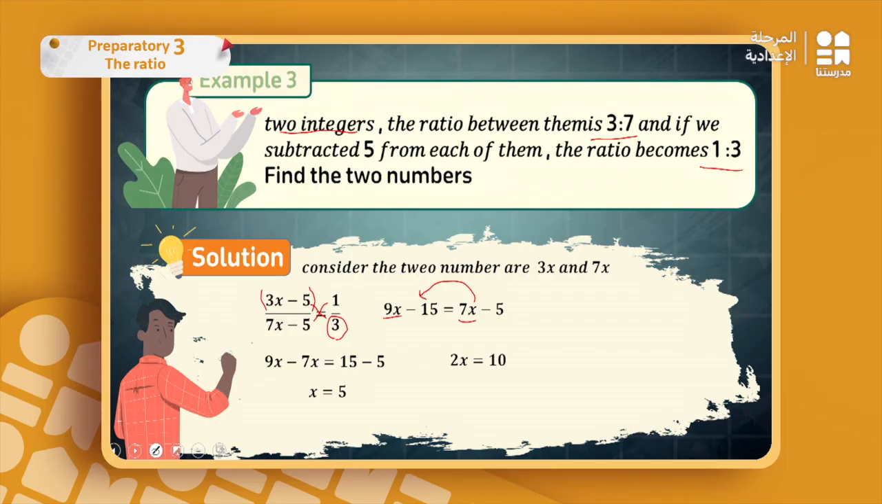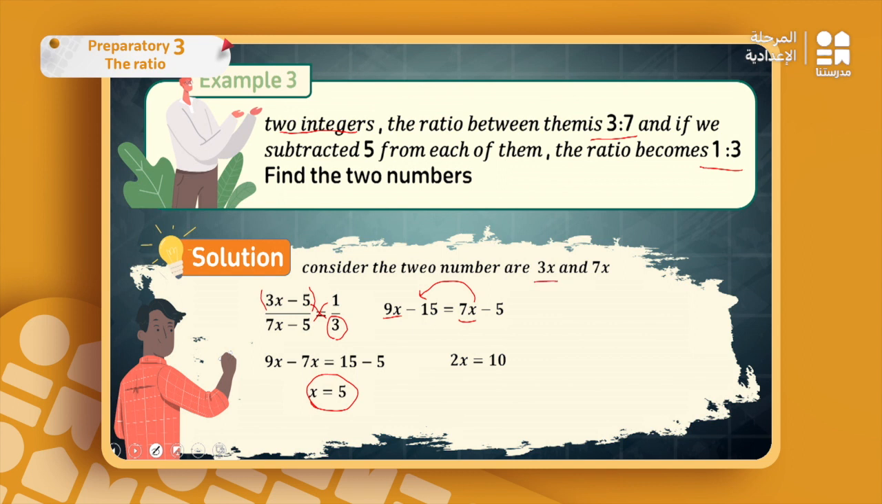هنا ما ينفعش اجي في السؤال واقول انا خلصت زي الاكزامبلز اللي فاتت واقول ان الاكس equal 5 يبقى النمبر equal 5. Read the question again. I want two integers or two numbers. أنا عايز رقمين. فين ال two numbers دول؟ The first line, consider the two numbers are 3x and 7x. And now we have the value of x. احنا معانا ال x دلوقتي equals 5.